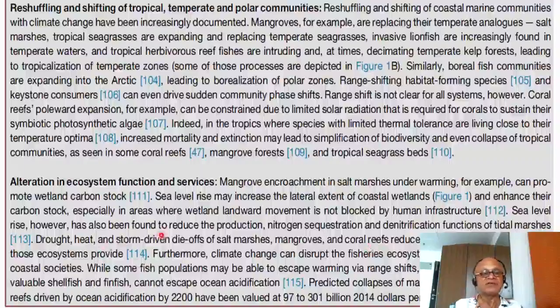Sea level rise, however, has also been found to reduce production, nitrogen sequestration and denitrification functions of tidal marshes. Denitrification is a process where nitrate is split to produce oxygen by organisms that want to live in low oxygen waters and so on. Okay, drought, heat and storm driven die-offs of salt marshes, mangroves and coral reefs reduce the coastal protection ecosystem services that those ecosystems provide.